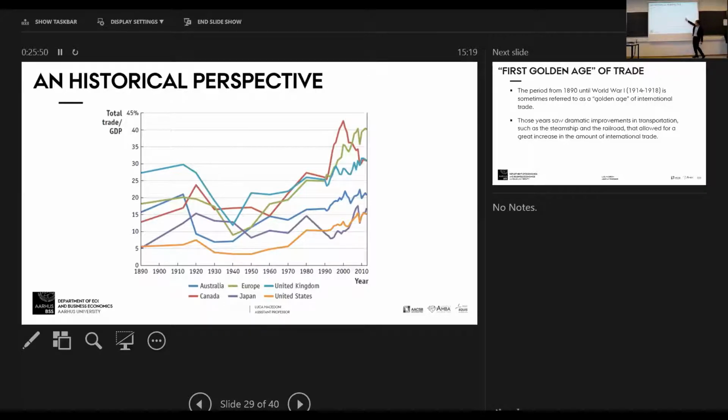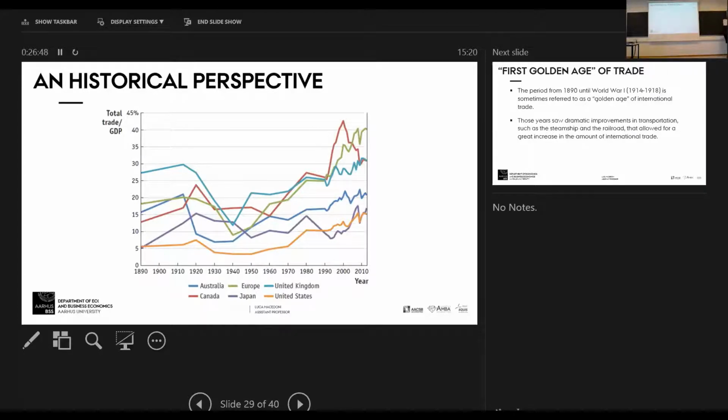But when you look at, for instance, the United Kingdom, the level of trade over GDP was about 30% at the beginning of the sample. And it's the same number that we have in 2010. I hope that was surprising. So before World War I, it was fairly open. It became a little bit closed and then opened again.